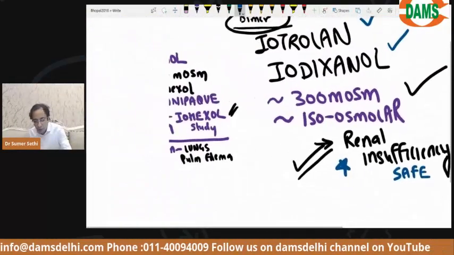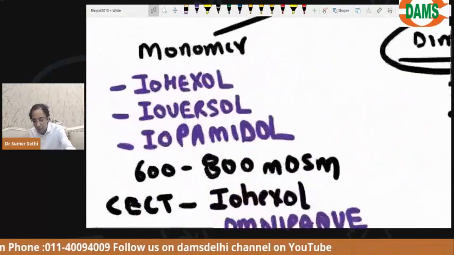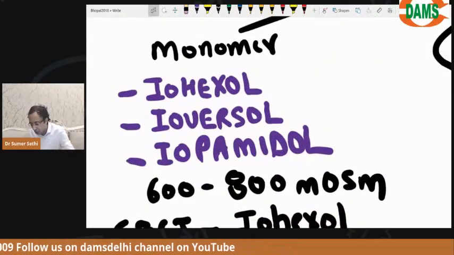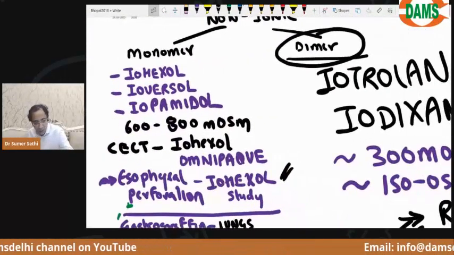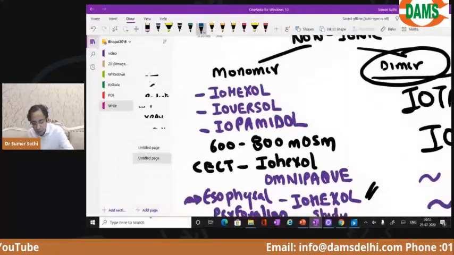Ioxaglate can be used intravenously, but we usually do not. Its cost is more, and you can get the same osmolarity with the monomer iohexol, so it is not so commonly used.